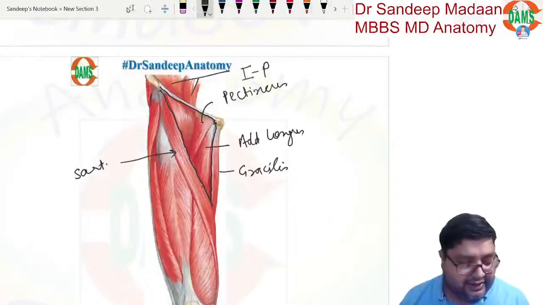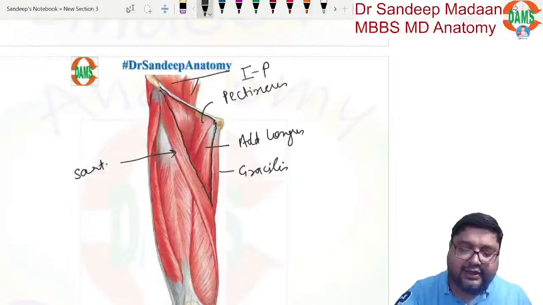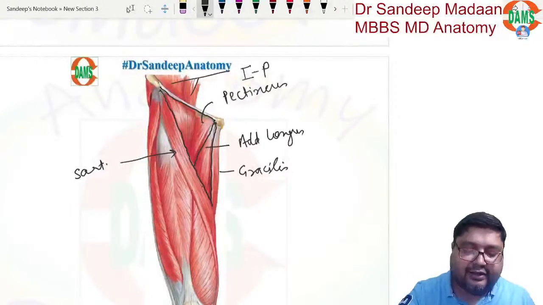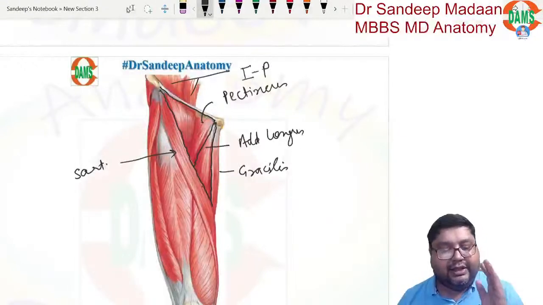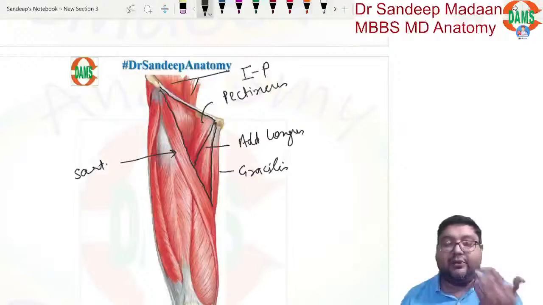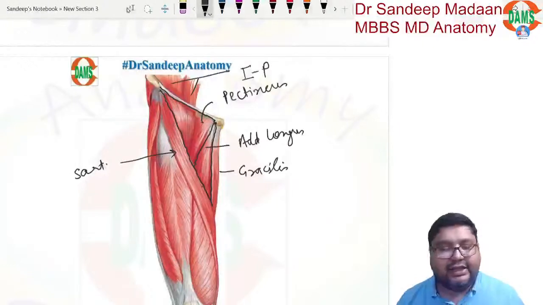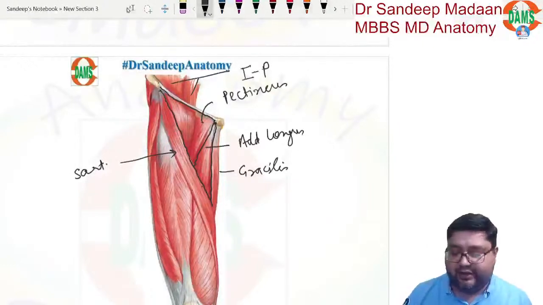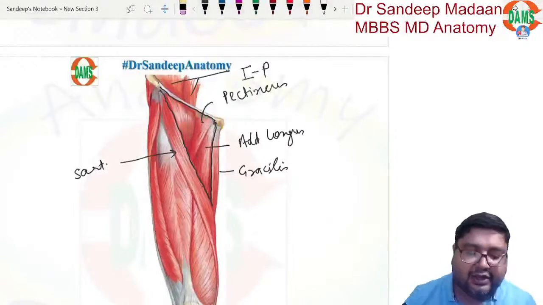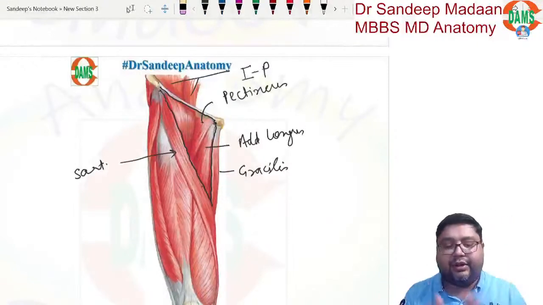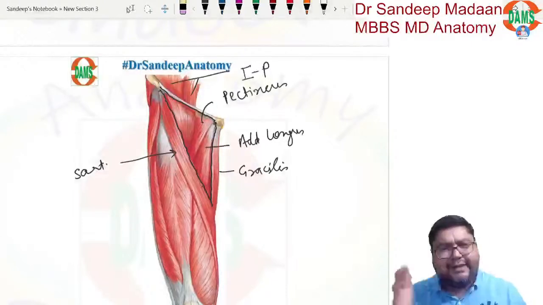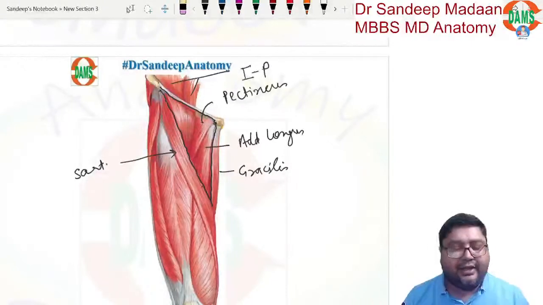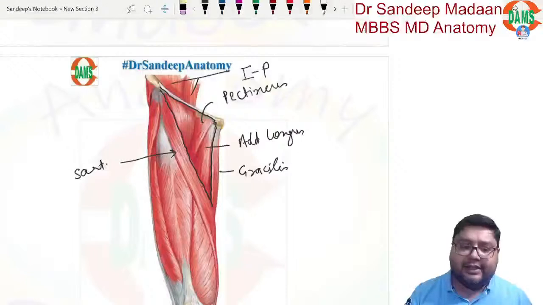Because if you take the lateral border of adductor longus, geometrically it will be a triangle, that's true. But in that case, adductor longus itself will be out of the femoral triangle, and that is not the described femoral triangle. For the described femoral triangle, you have to take the medial border of the sartorius and the medial border of the adductor longus. So the boundary is more than clear: sartorius, adductor longus, and the inguinal ligament.